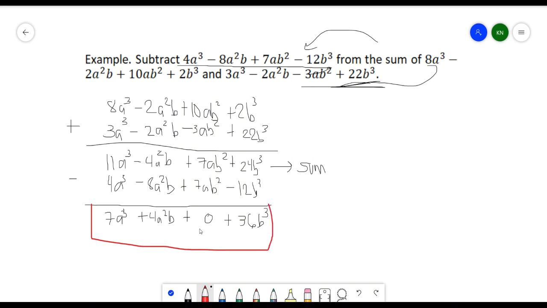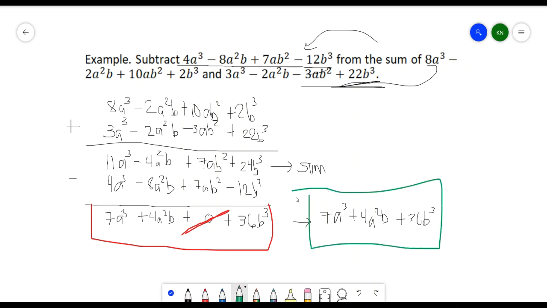Although you can opt to not write this one, the 0, you can just leave it as blank. And then you have to move this together or closer with the other terms. So that gives us the final answer, 7a cubed plus 4a squared b plus 36b cubed. So this is now our final answer.